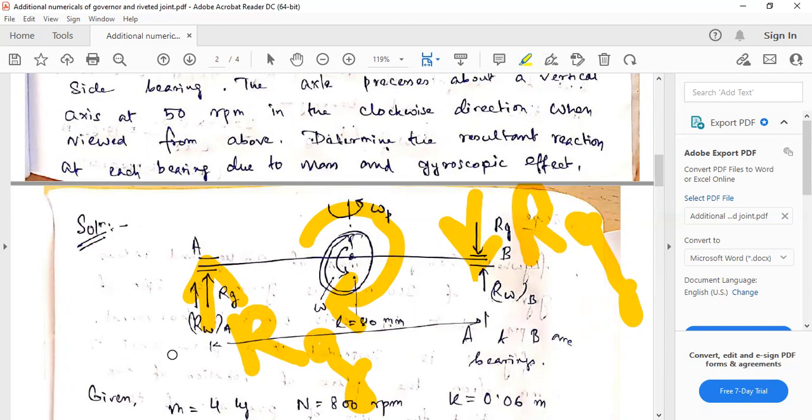Due to mass is actually this RWA and RWB. See, due to mass it has its own weight. So because of the weight, there will be some reactions. Those you can easily find out from mechanics. And additionally, you need to find out this RG. These are reactions because of the couple. See, this is the couple rotation, right? So because of that, we have these reactions.